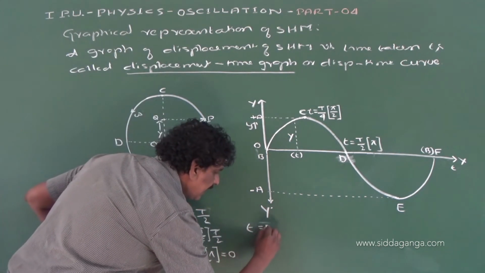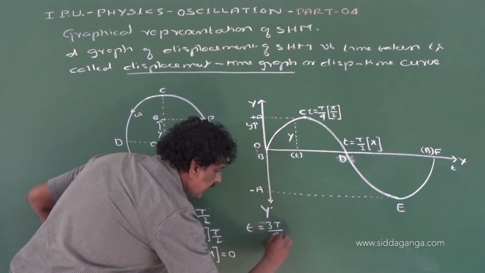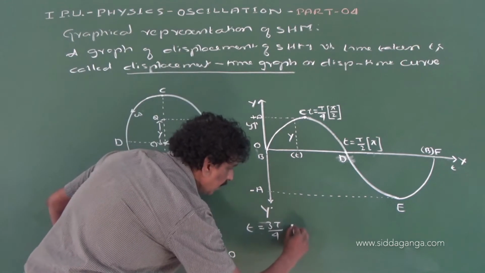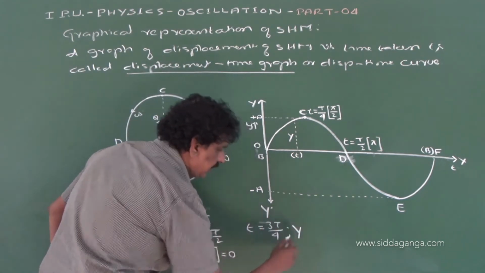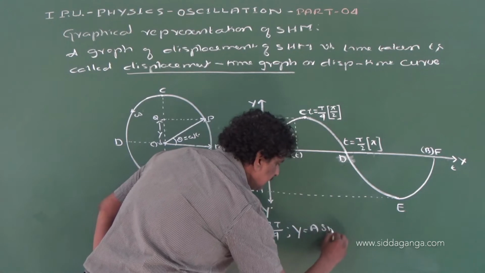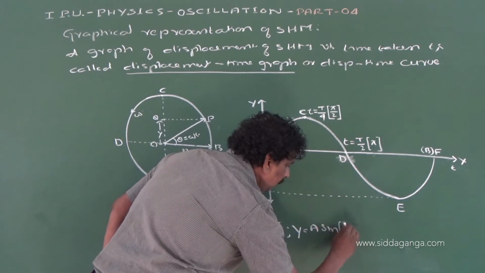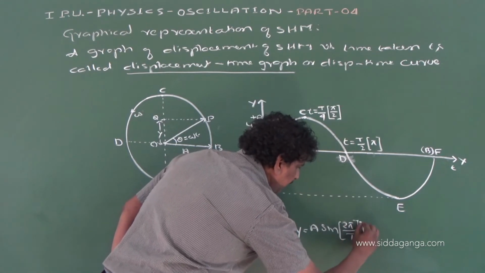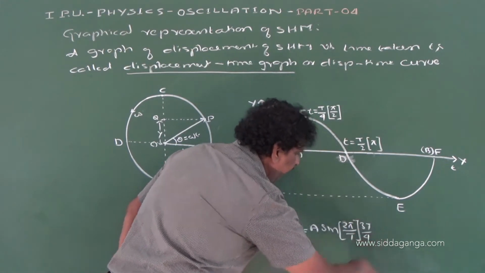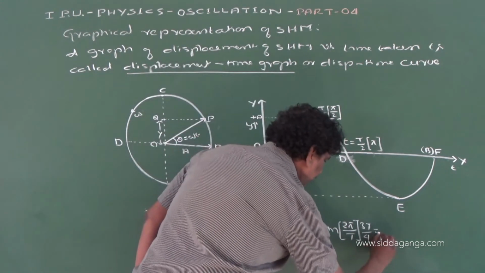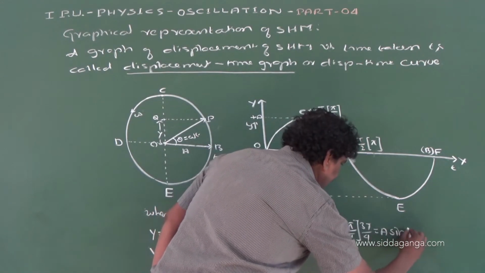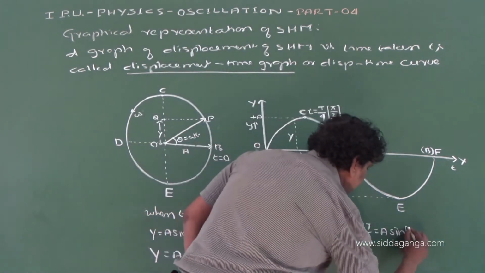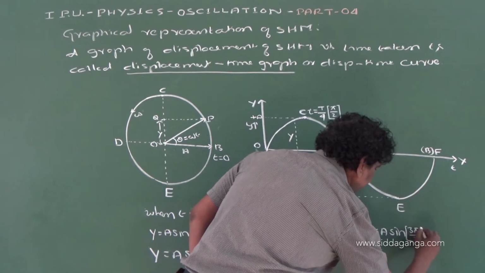When time t is equal to 3T by 4, then y is equal to a sine 2 pi by T into 3T by 4, that is equal to a sine, T gets cancelled, that is 3 pi by 2.